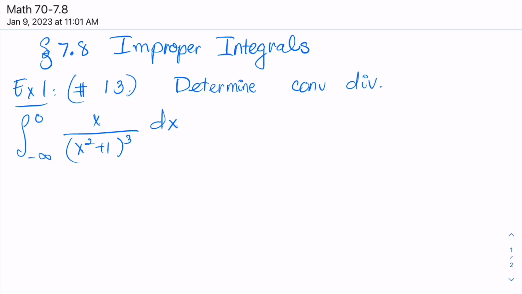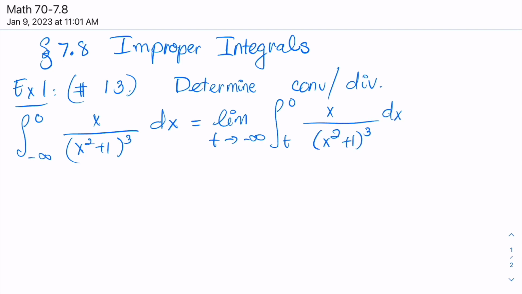For this example, we're going to try to determine whether the improper integral right here is convergent or divergent. If it's convergent, then we can evaluate the integral. So before we begin, we're going to have to rewrite and take the limit instead. So the limit as t goes to negative infinity, take the integral from t to 0, x over (x squared plus 1) cubed dx. So you can see that we're going to have to use a u substitution.